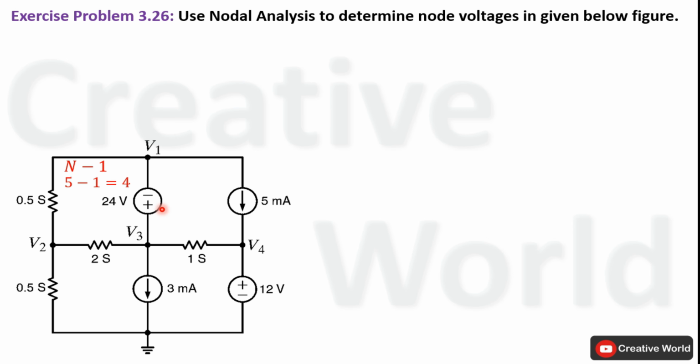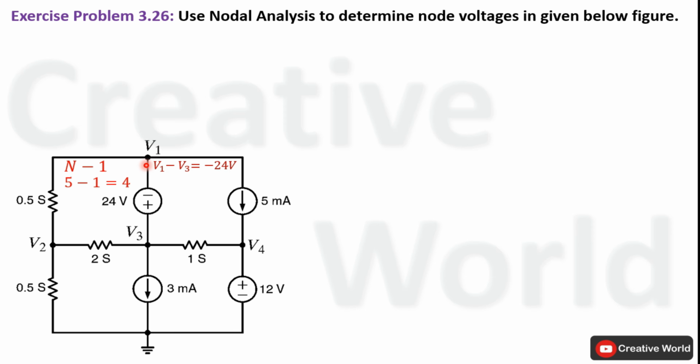We know that in order to form a supernode, we have to merge the voltage source to its adjacent node voltage. In this case, this voltage source will be merged with either this node or this node. In order to do that, first we have to write the voltage equation for this particular voltage source. The voltage across this voltage source is equal to the potential difference between these two node voltages. We can write it in mathematical form: V1 minus V3 will be equal to minus 24 volts.